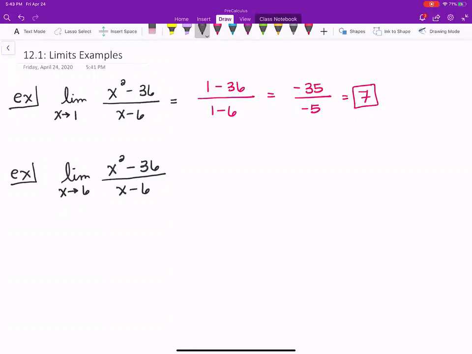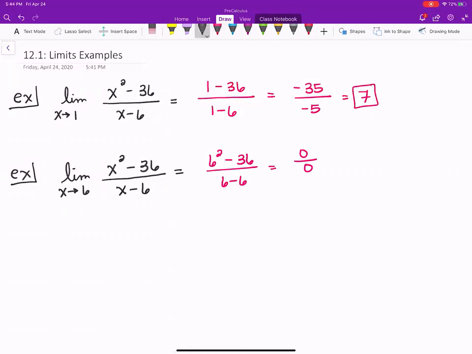Okay, so this one will be for you to do. And again, it'll pause and you'll answer it. So if you try to do a direct substitution, you should have gotten 6 squared minus 36 over 6 minus 6, which would have been 36, 6 squared is 36, so you'd have gotten 0 over 0. 99% of the time, if you end up with a limit of 0 over 0, it means that the limit does exist, and you have to figure out what it is.